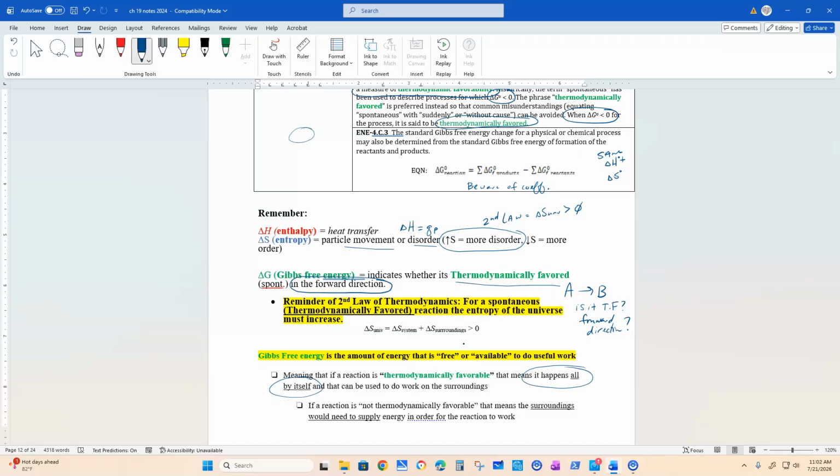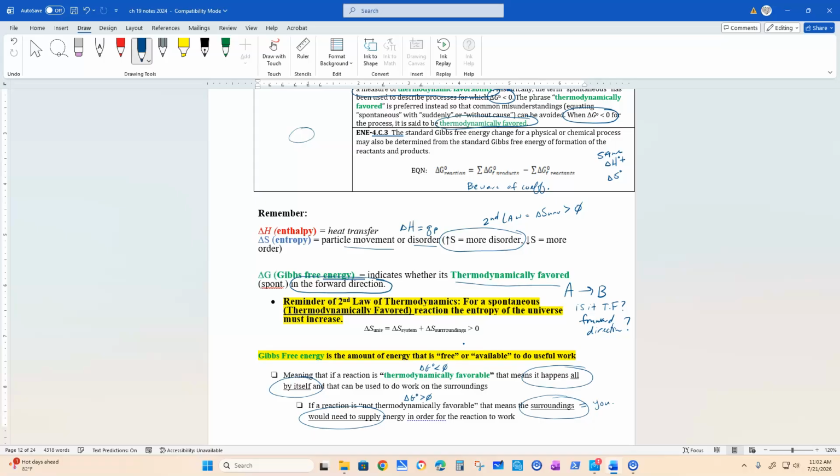You did not have to do anything that can be used to do work on the surroundings. Everything is going into the system, okay? If a reaction is not thermodynamically favored, which means now our delta G will actually be greater than 0, that's not a good thing. We want delta G to be less than 0. Greater than 0 means that the surroundings actually had to do some work, okay? Which usually the surroundings is you.